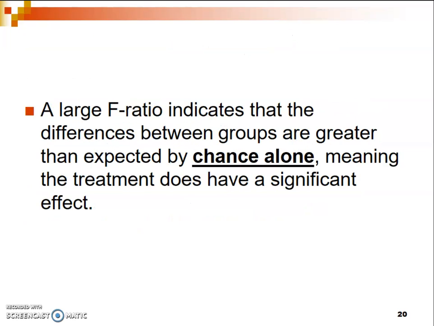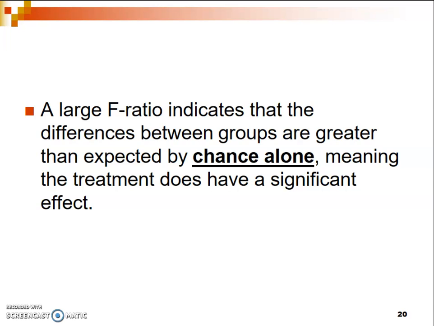So one other thing is that when we do have a really large F ratio, so if we get a big value for F, that indicates that the difference between our groups is bigger than what we would expect just due to chance alone. And so when we have a really large F ratio, that makes it more likely that we're going to make that decision to reject the null hypothesis and to say that there was a significant effect for whatever we were studying.